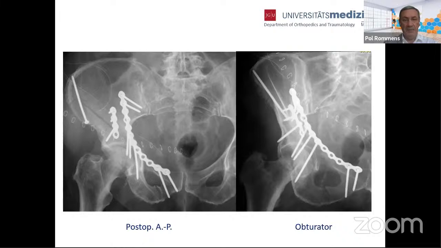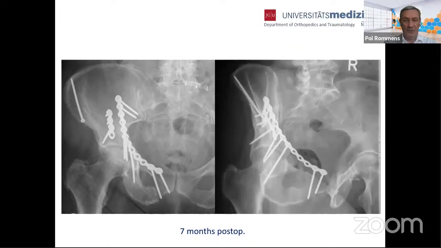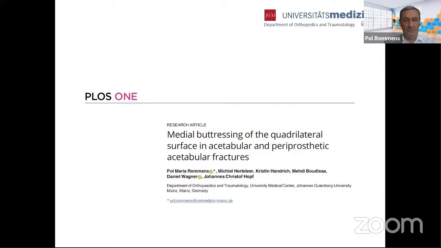And this is the AP and obturator view. We could reach a nice reconstruction of this acetabulum. And 7 months postoperatively, the patient was doing well and had the same mobility and independency as before. Here, the obturator view together with the AP view.